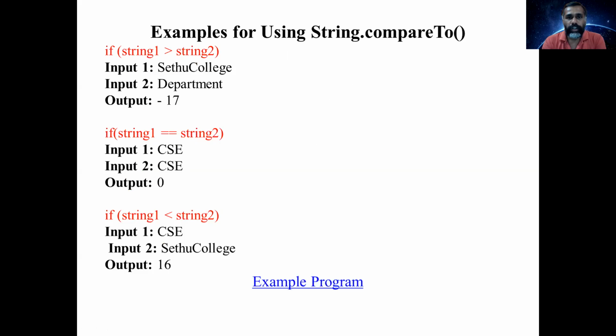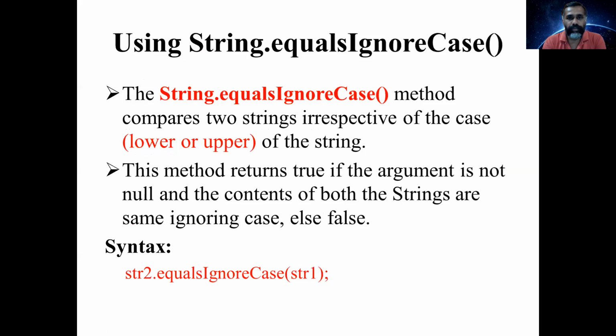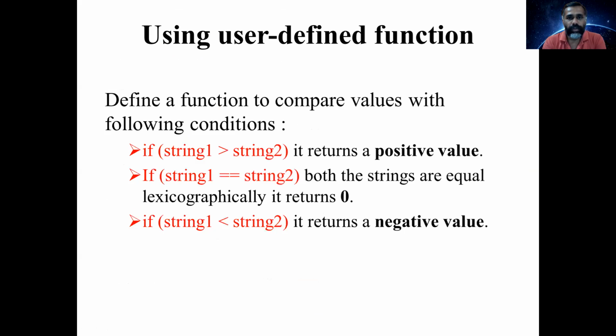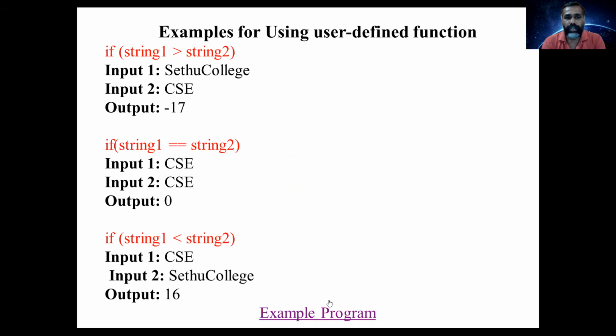Before going to the next one, let us see simple examples for these 5 types. The first one is using a user defined function. Here is an example for the user defined function. In this class CSE, I have created a function called string compare. This is a user defined function which compares string 1 and string 2. There are two arguments, string 1 and string 2.